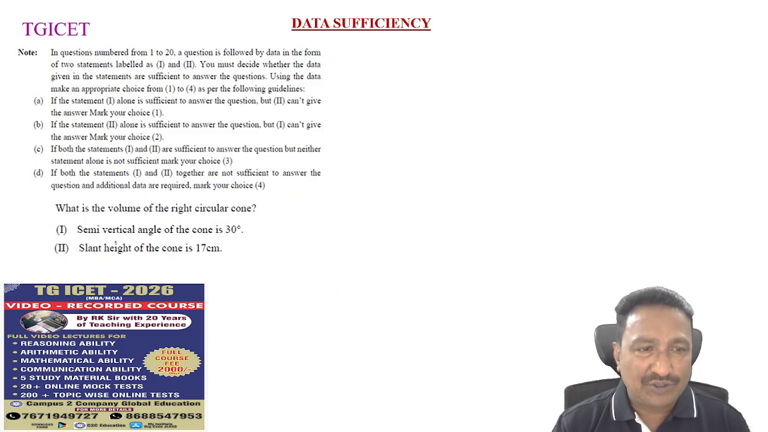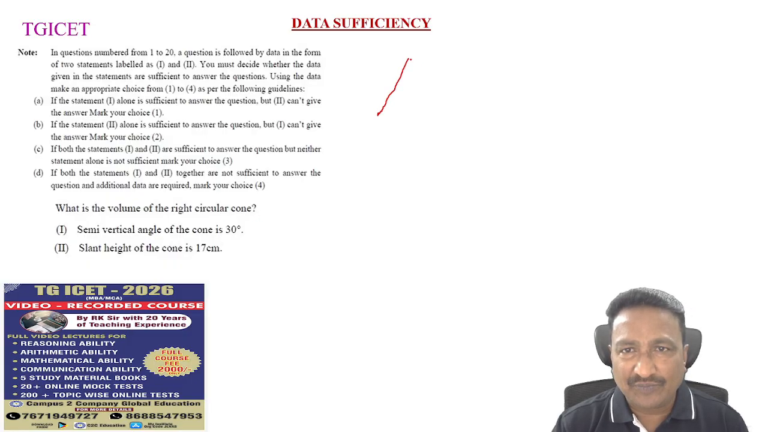Now come to the next question. What is the volume of the right circular cone? This is a mensuration based question. We should have a good command of the formulas. So this is the right circular cone and this is called the radius. This is called the slant height, denoted by L. This is called the vertical height, that is H. So the volume of the circular cone is equal to 1 by 3 pi r square H.